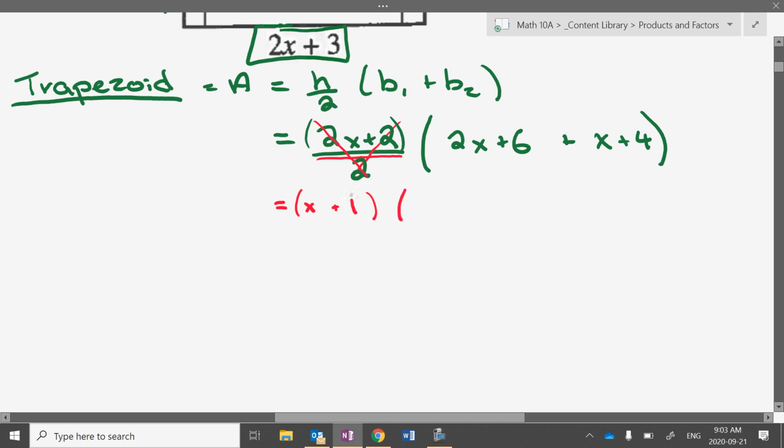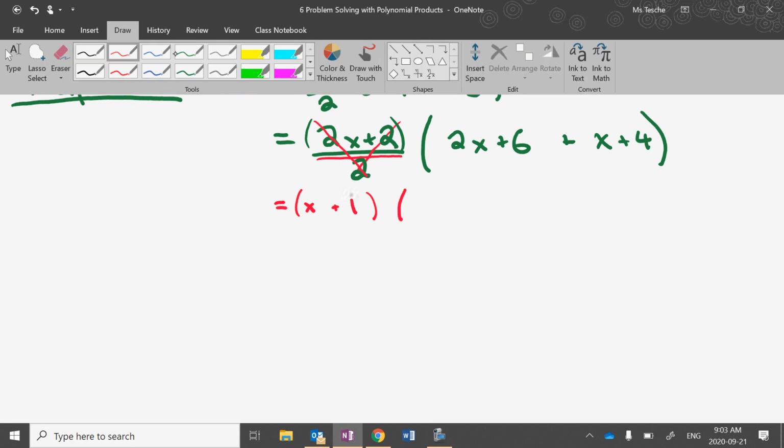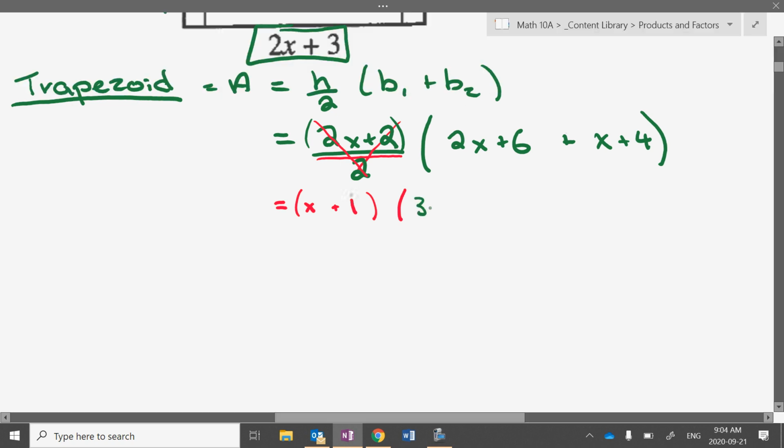Then in my other set of brackets here, I have 3x plus 10. So from here, we're just going to do FOIL again. So I get my 3x squared plus 10x plus 3x plus 10.